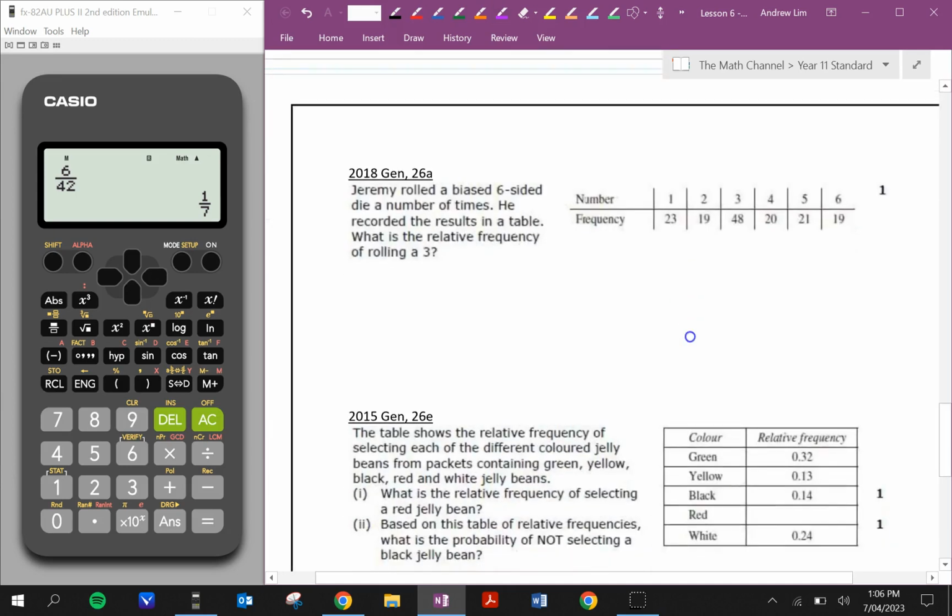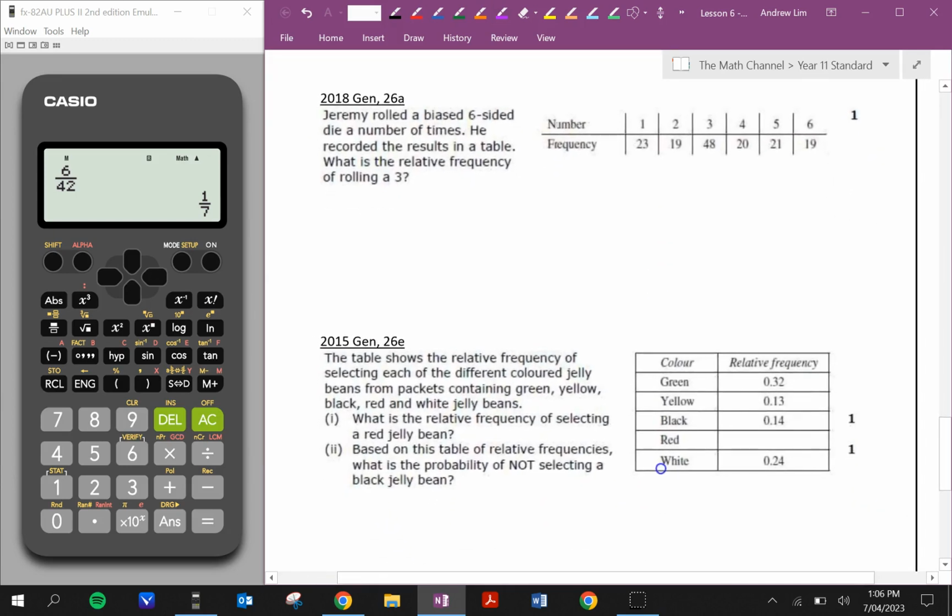Alright, we've got 2 more questions. These are both HSC questions, so we've got the 2018 General Maths question 26A and the 2015 General Maths 26E. Why don't you pause the video and have a go with these 2. Alright, Jeremy rolled a biased 6-sided die a number of times. He recorded the results in the table. What is the relative frequency of rolling a 3?